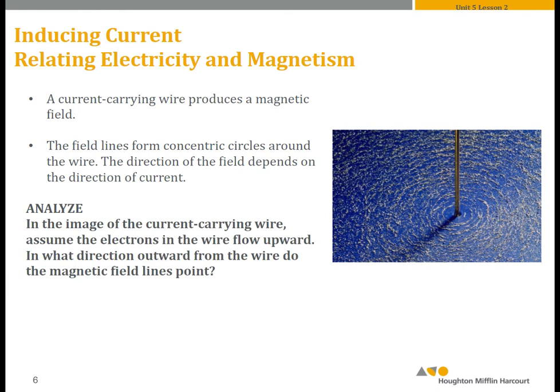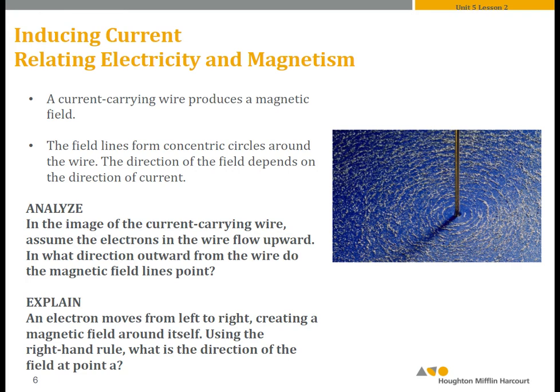So in this image, if the electrons are flowing upward, in what direction outward from the wire do the magnetic field lines point? This is where we use the right hand rule. If you take your right hand and point your thumb in the direction that the current is flowing, and then wrap your other four fingers around to make a fist, the direction your fingers are pointing is the direction of the magnetic field. That's one version of what we call the right hand rule.